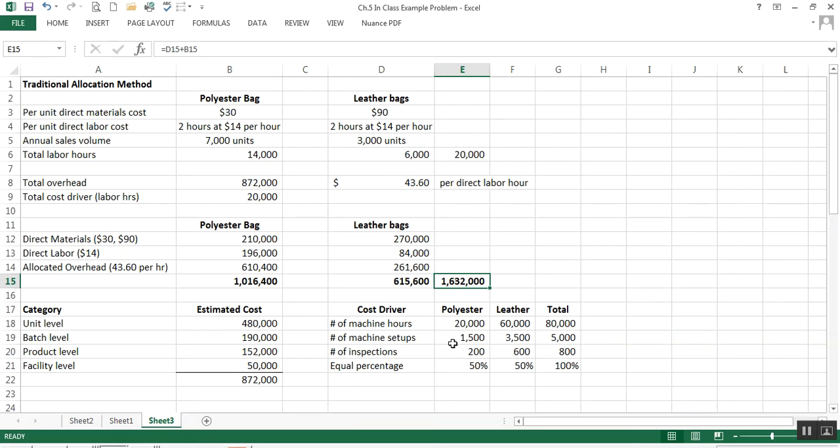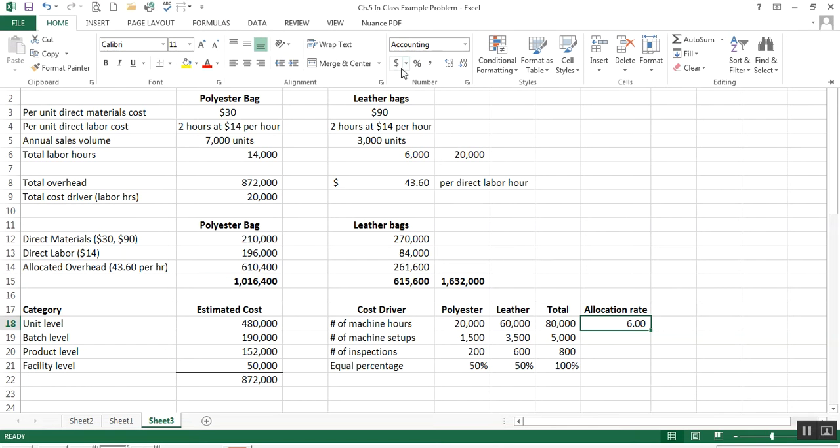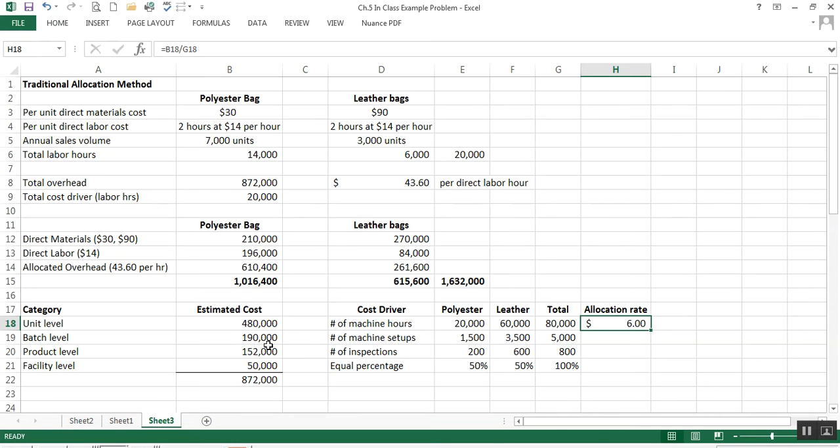So what's the first thing that we need to do to figure out how to allocate these? Well, the first thing is figuring out our rate, our allocation rate, or our predetermined overhead rate. So if you'll remember, it's the total cost, in this case $480,000, divided by our total cost driver. So you'll notice something different here than under the traditional method. While we're calculating the rate in the same way, taking our total cost divided by our total cost driver, we're actually going to have 4 different rates. We're going to have a rate for each activity and each cost driver.